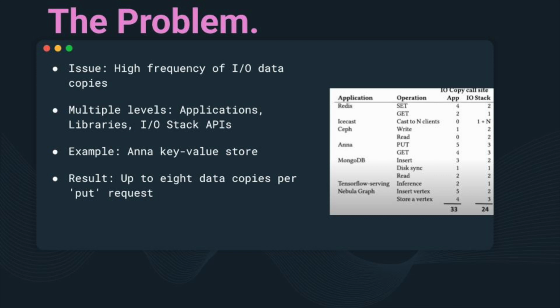So first, I would like to introduce the problem. The problem centers around the high frequency and the volume of I/O data copies in various modern applications. This occurs at multiple levels within these applications and libraries and in the I/O stack APIs. As we can see from the figure here, it shows various common applications, operations, and I/O copy call sites, app, and I/O stacks. In the key value store, a single put request can result in up to 8 data copies, 5 within the application and 3 in the I/O stack, illustrating the inefficiencies in data handling.